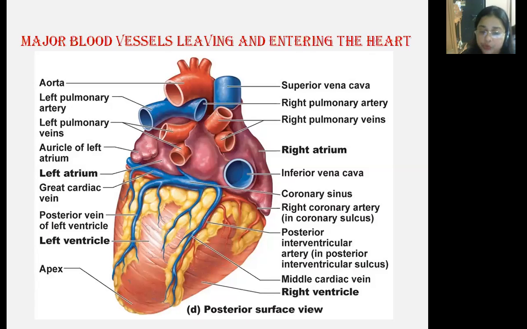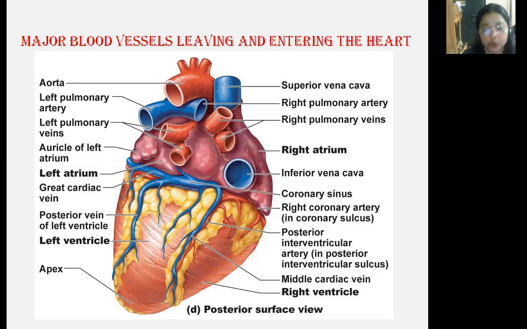Now, we will discuss the major blood vessels leaving and entering the heart. First of all, we have to divide the heart into two sides, left and right. The left side is responsible for the circulation of oxygenated blood, and the right side is responsible for deoxygenated blood circulation.